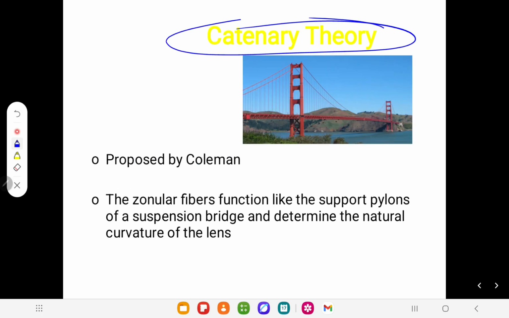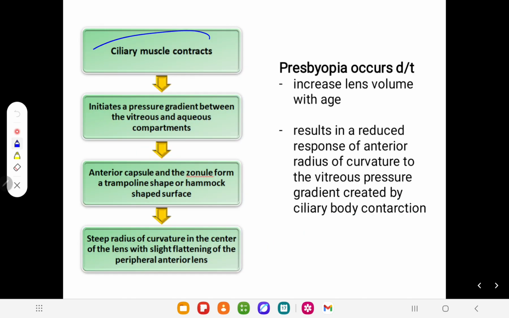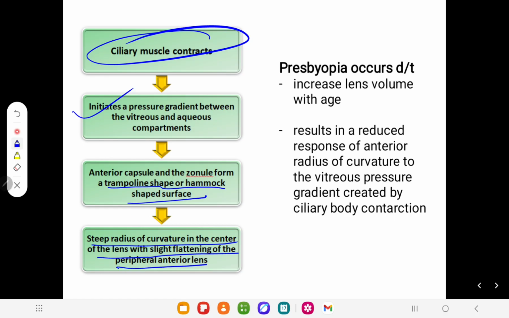So the catenary theory, proposed by Coleman: the zonular fiber functions like a support of a parabolic suspension bridge and determines the natural curvature of the lens. The natural curvature is determined by this bridge, which is given by the zonular fibers. In this case, the ciliary muscle contracts and initiates a pressure gradient between the vitreous and the aqueous compartment, and the anterior capsule and zonule form a hyperbolic shape, and eventually a steep radius of curvature in the center of the lens and a steep forward bulge in the periphery of the anterior lens, and that's what causes accommodation.